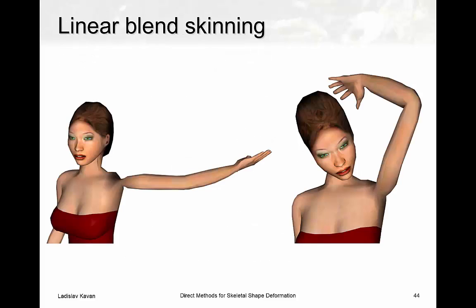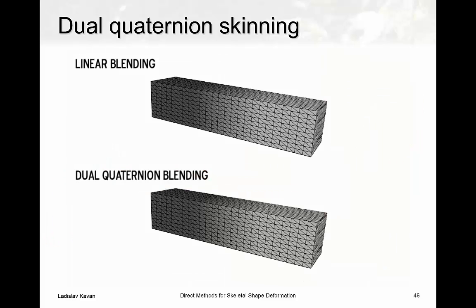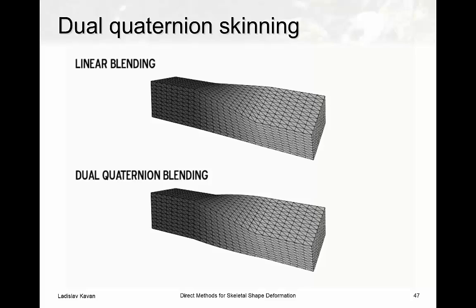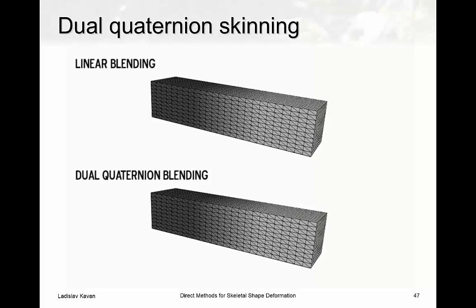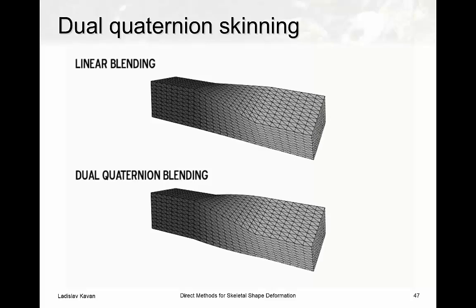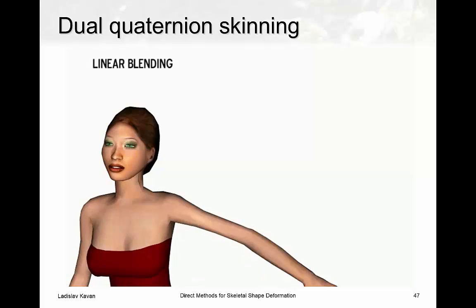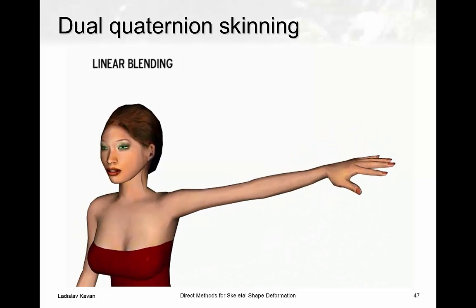So what does it mean in practice? If you have these ugly candy wrapper artifacts, and you switch to dual quaternion skinning, you get a much more natural skin deformation, because the shrinking is not there. So here is a comparison on the bending bar. One more time, the same thing. So the dual quaternions give you the corkscrew type of deformation. And here is a mock-up clip I took a long time ago in Dublin.